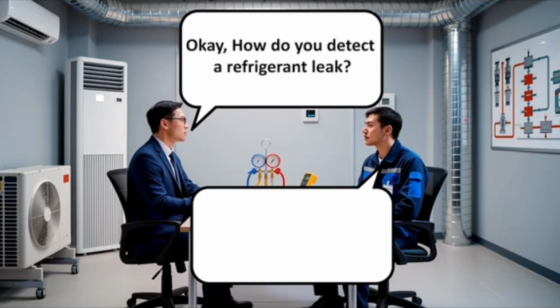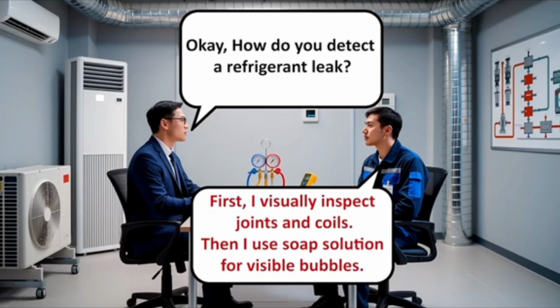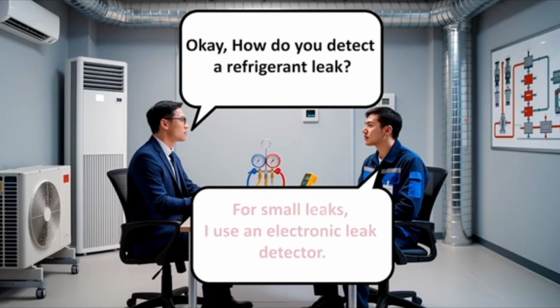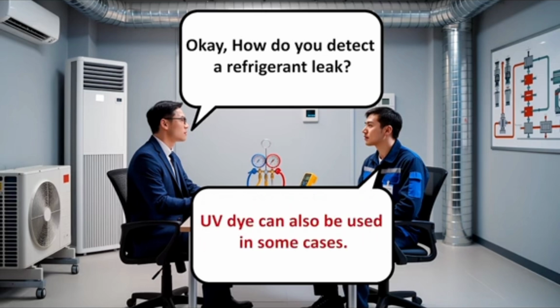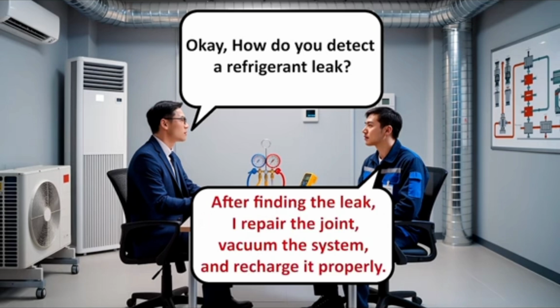Okay, how do you detect a refrigerant leak? First, I visually inspect joints and coils. Then, I use soap solution for visible bubbles. For small leaks, I use an electronic leak detector. UV dye can also be used in some cases. After finding the leak, I repair the joint, vacuum the system, and recharge it properly.